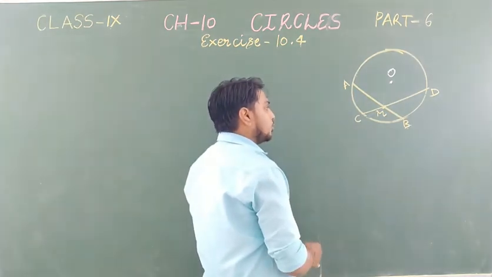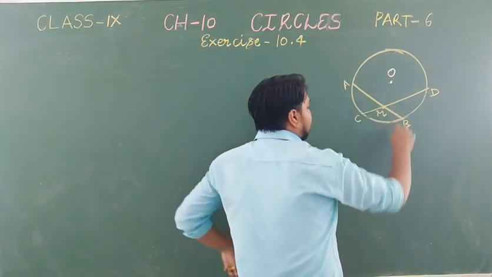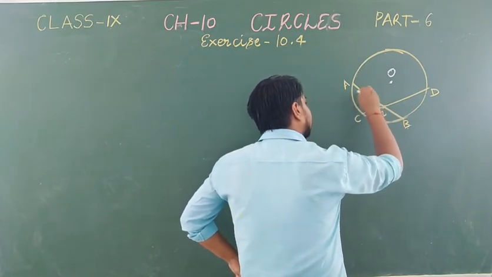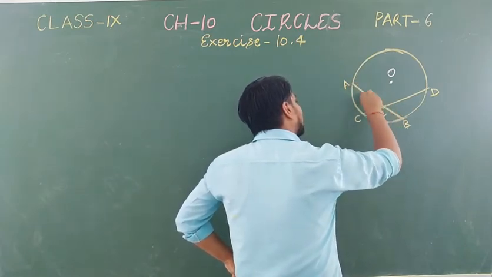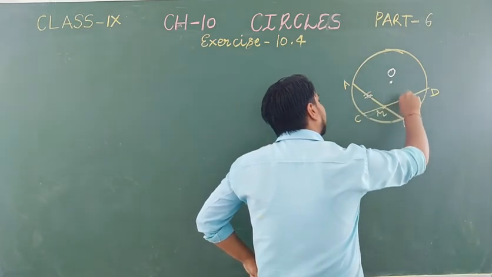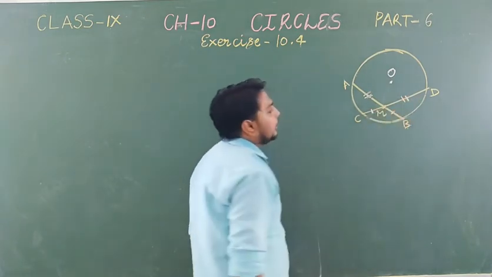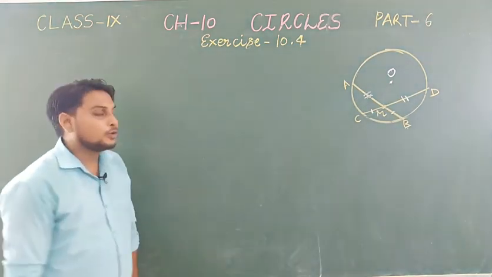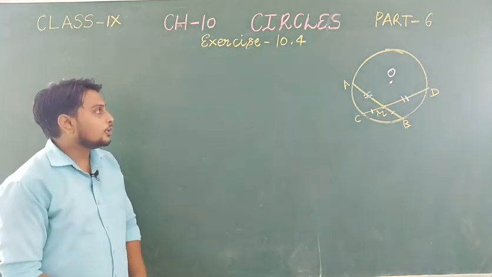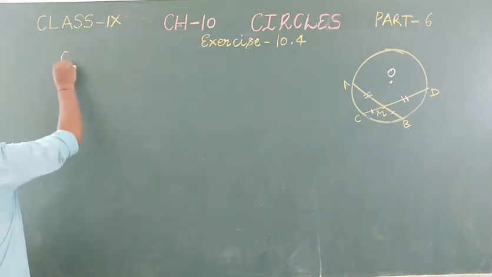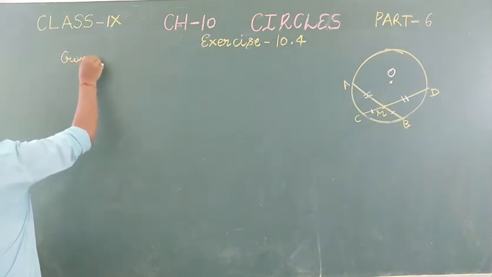So we have to show that the corresponding segments of the chords are equal: AM, the larger part, will be equal to the larger part MD, and CM will be equal to MB. This we have to show. So how will we show it, students? Let us see. Firstly, we write what is given in the question.